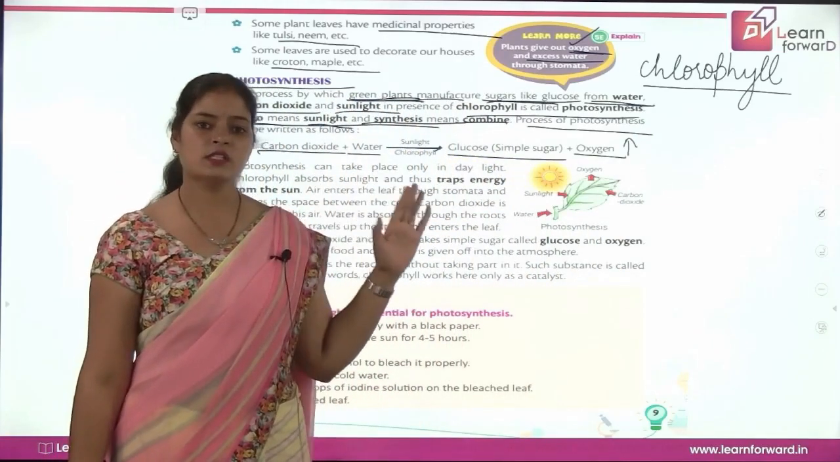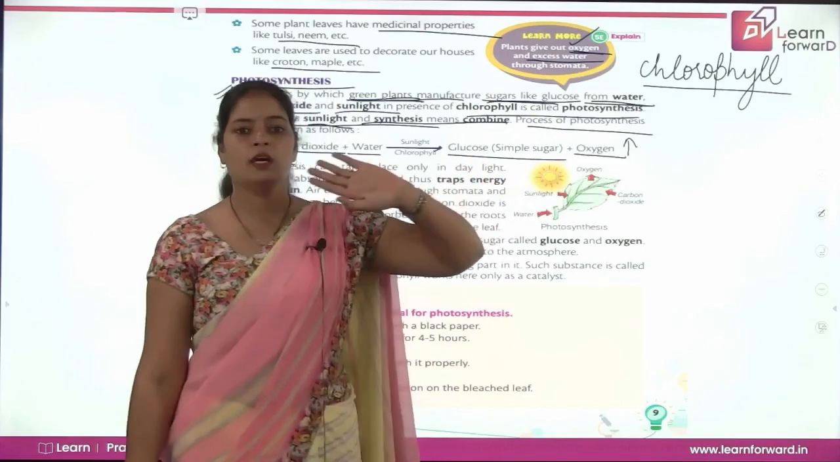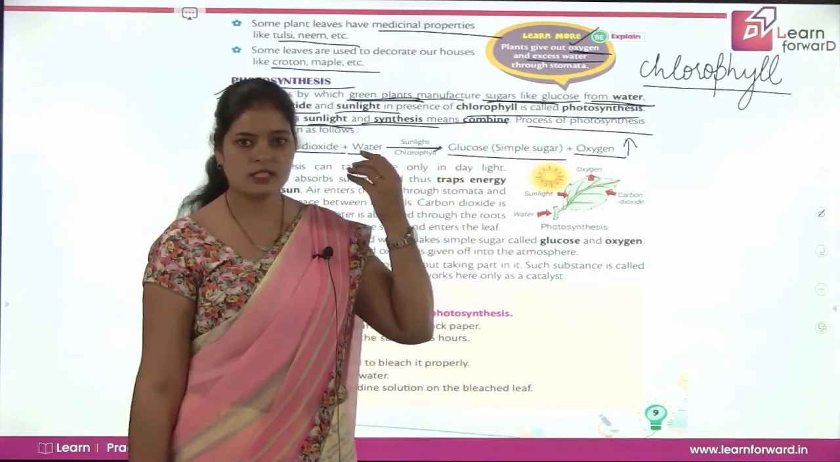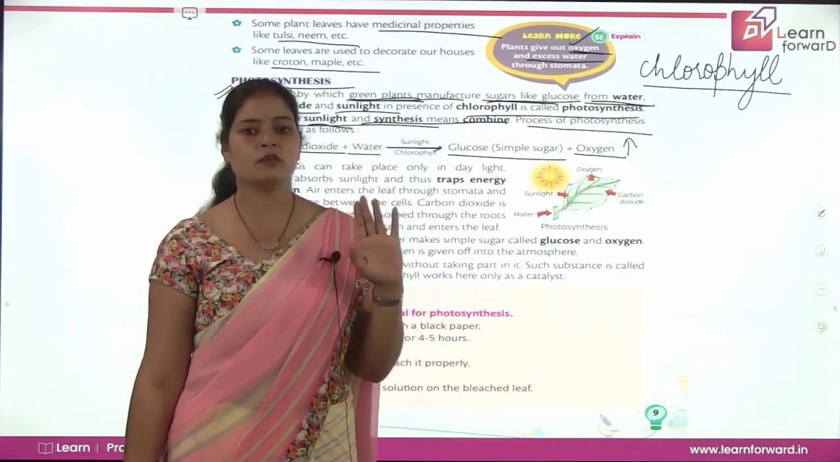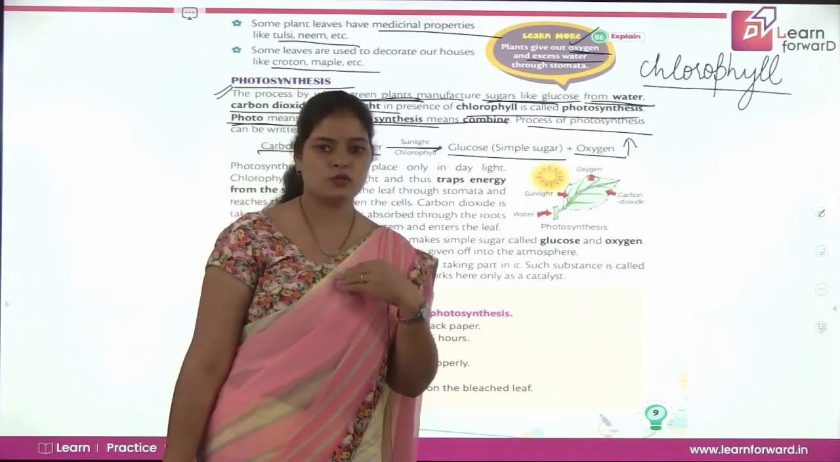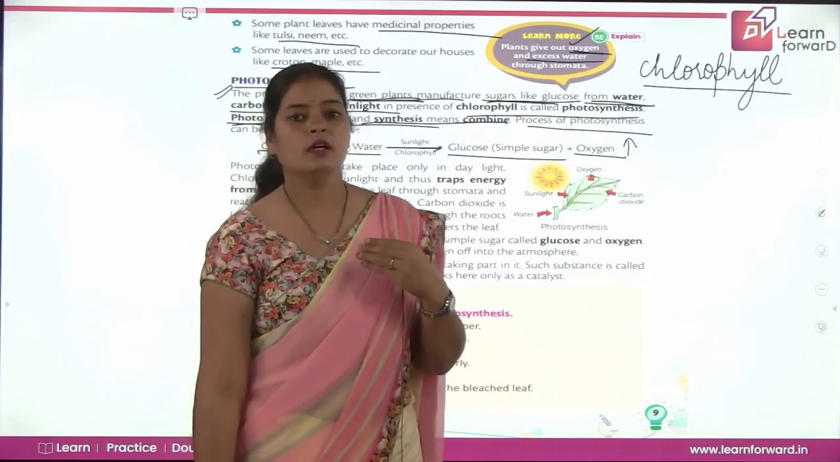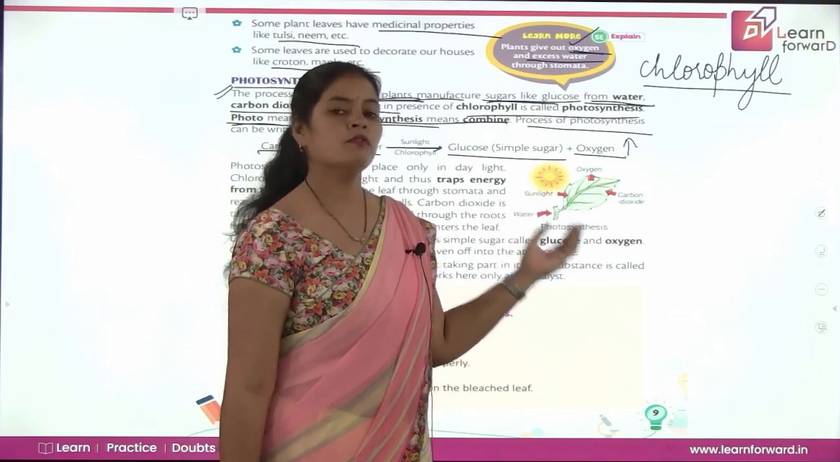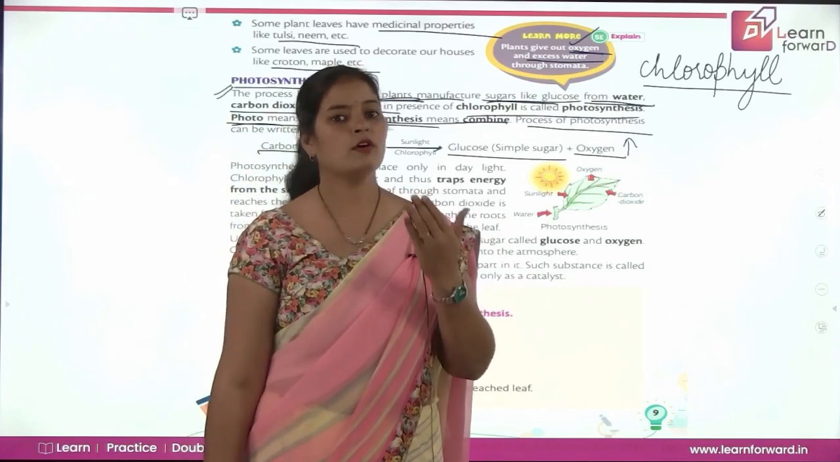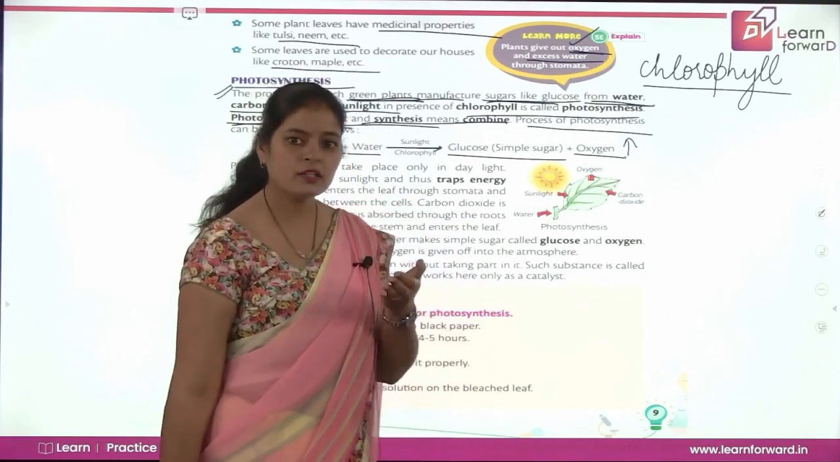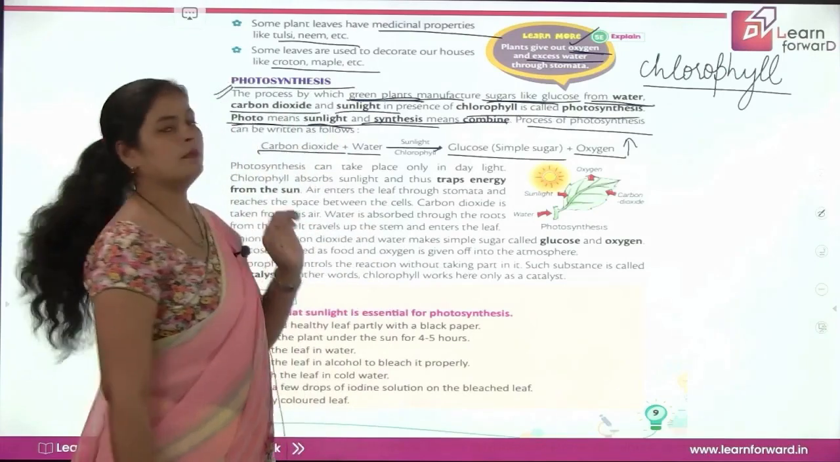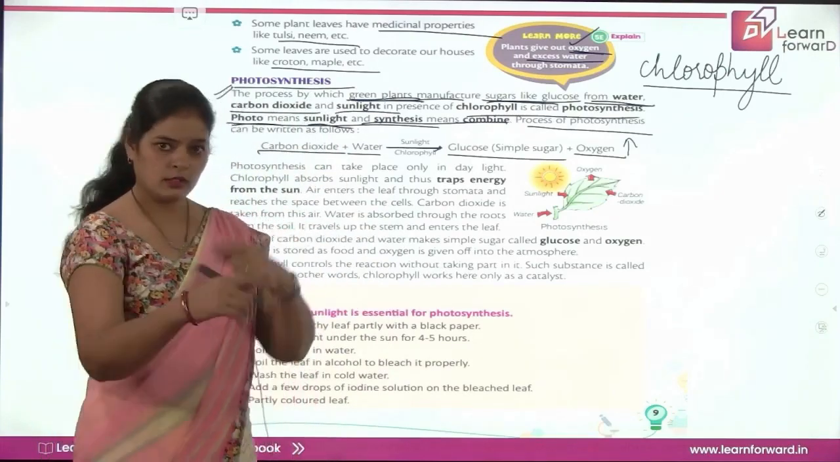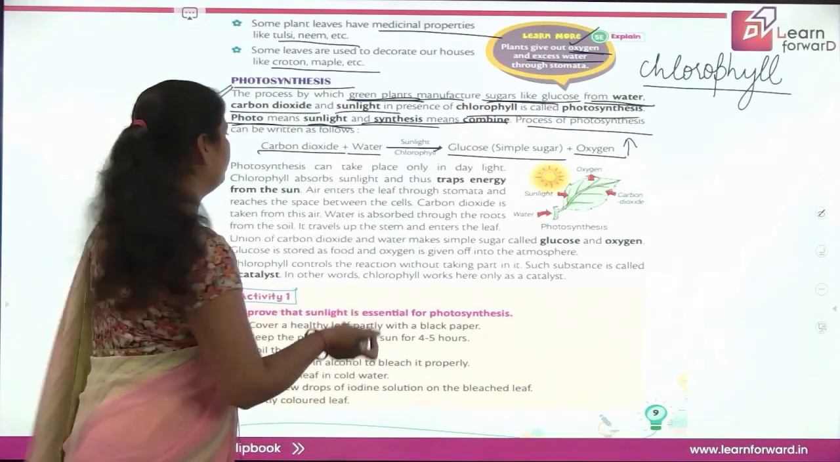And this oxygen is not necessary for the plant, so it just gives it off. It does not require it. But our body, as human beings, as animals, we require this oxygen for breathing. So we take this oxygen and give off carbon dioxide. The carbon dioxide that we give is taken by the plants to prepare their food. So this is a continuous cycle.